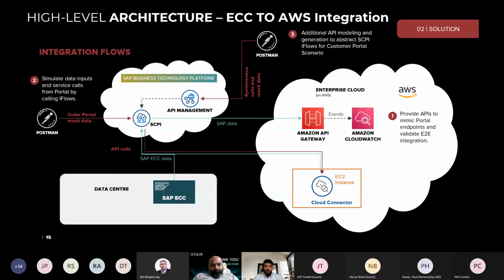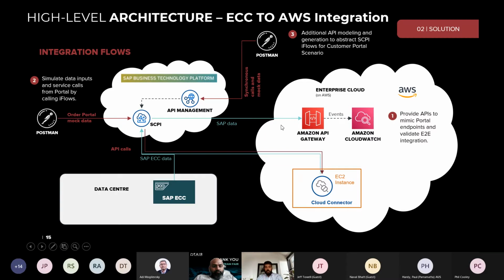Cool. Now comes the architecture, which is a fairly simple architecture compared to the previous slide. We had three different components: SAP ECC, on the left corner here, which is in the client's data center, and two cloud components, SAP Business Technology Platform and the AWS environment. We used SAP Cloud Platform Integration Suite to integrate the ECC business objects with the AWS environment.